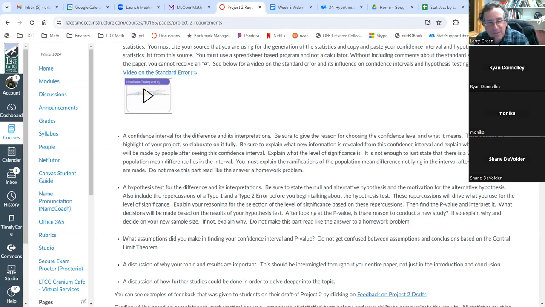Then, kind of shortly, what assumptions did you make in finding the confidence interval and p-value? And don't get confused about the word assumption and conclusion based on the central limit theorem.